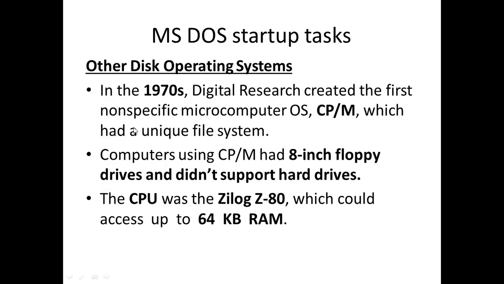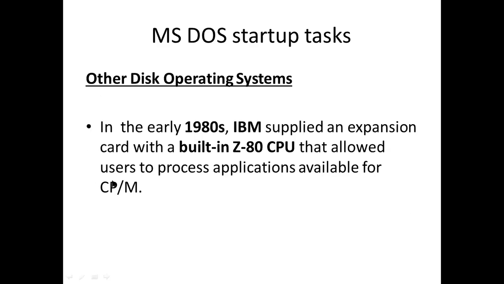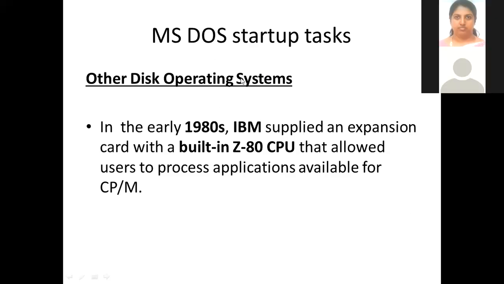So this is like a story that we are going to read. In 1970, CP/M was the first microcomputer operating system that was developed. What are the features of CP/M you must know? Generally it used an 8-inch floppy and had a Zilog Z80 processor with 64 KB RAM. Then in the 1980s, they moved on to IBM, which has a built-in Z80 CPU.